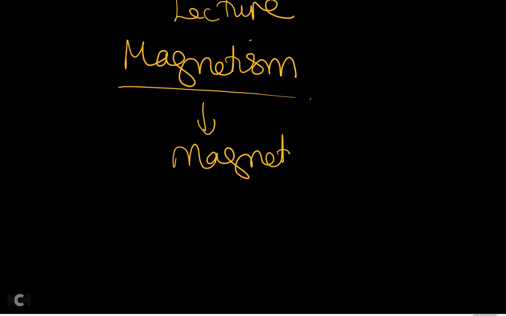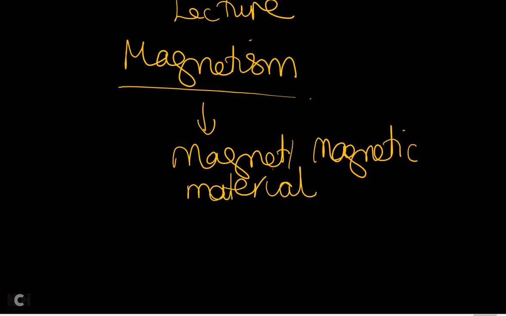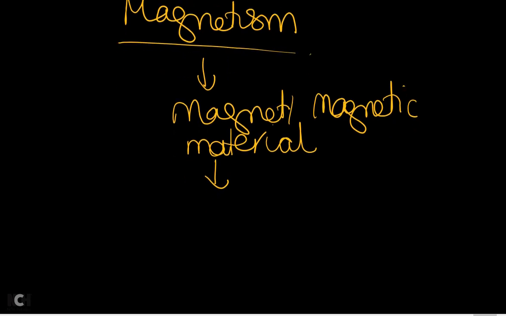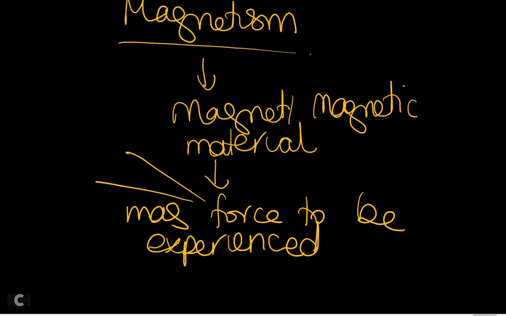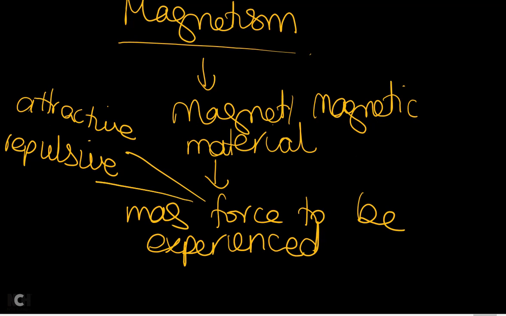So a magnet, or any kind of magnetic material, is considered magnetic if it exudes or it allows a magnetic force to be experienced. So when I talk about, guys, a magnetic force, I'm talking about either an attractive force or I am talking about a repulsive force. So when either of these forces are exerting on another object, right, similarly of the same magnetic material, then you say that magnetism is in effect.